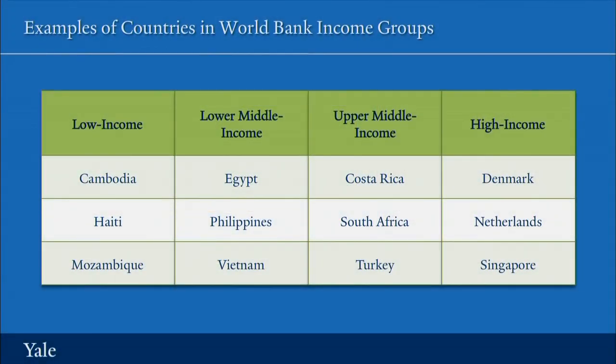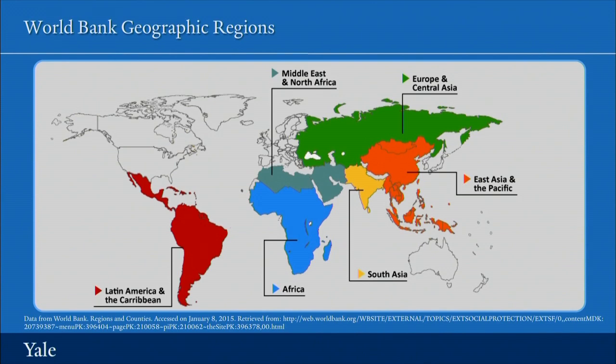Now that we've looked at how the World Bank organizes some data by country income group, it's important to understand that some data is also organized by World Bank geographic region. And so let's look at the next graphic. And here what we see is that the World Bank has a number of geographic regions. We have first Latin America and the Caribbean region. Second, we have the Africa region. Third, we have the Middle East and North Africa region. Fourth, we have South Asia. Fifth, we have Europe and Central Asia. And lastly, we have the region that they call East Asia and the Pacific.